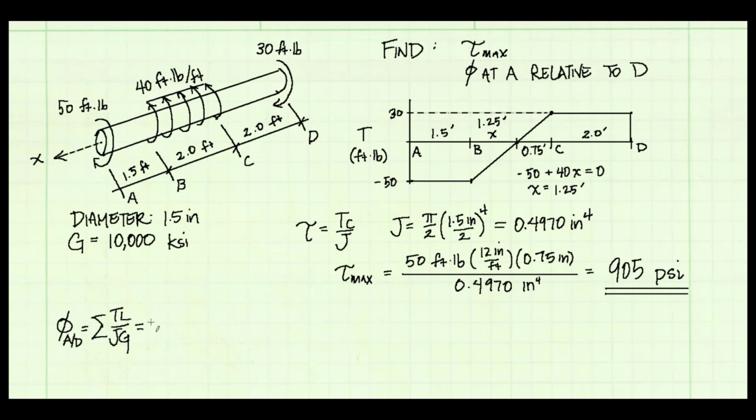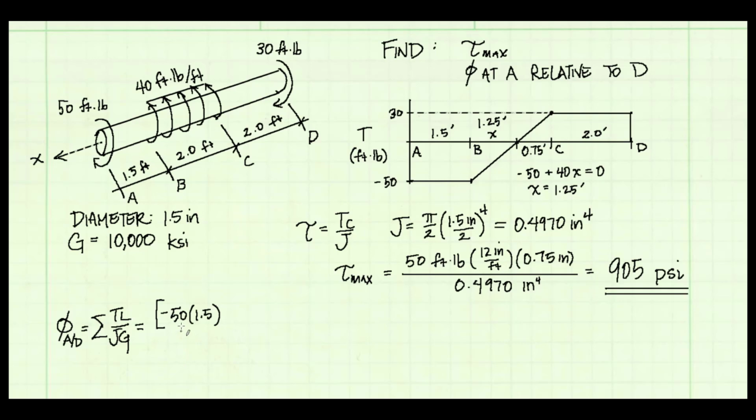Now I can compute the angle of twist using this form of the angle of twist equation. I will use it first, and then I will demonstrate how to use the integral form. J and G are constant throughout the entire shaft. In the numerator, T times L, we're going to just sum up the T times L, and that's essentially taking the area under the internal torque diagram. And we can break up the diagram into two rectangles, A to B and C to D, and two triangles between points B and C.